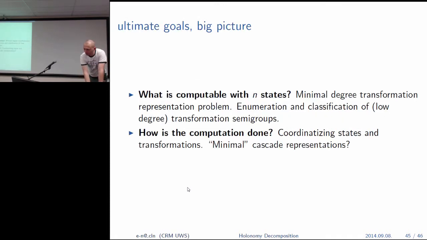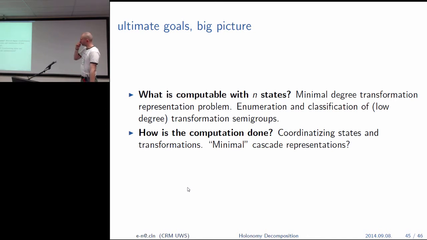Okay, so the ultimate goals and the big picture in computational semigroup theory. Not long ago I talked about the minimal degree transformation representation problem, where the basic question is what is computable with n states, and we did enumeration and classification of low degree transformation semigroups. Of course, we haven't answered the question, as we have no single algorithm to find a minimal degree representation for an abstract semigroup, but that is sort of work towards that goal.